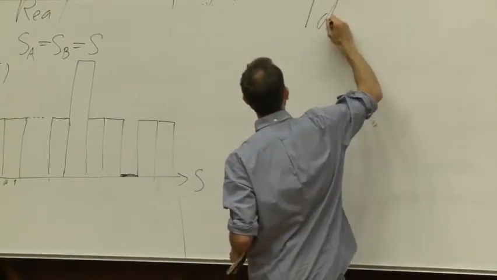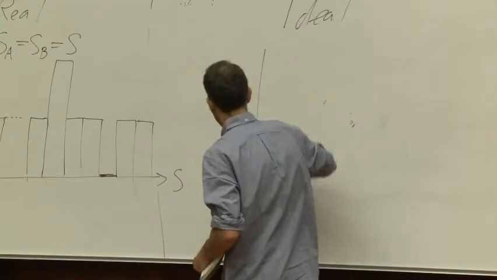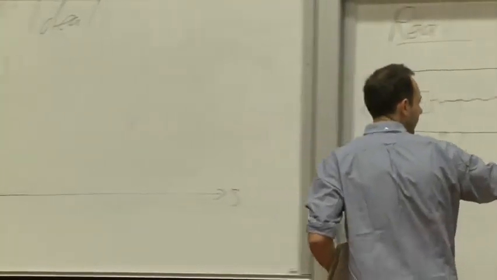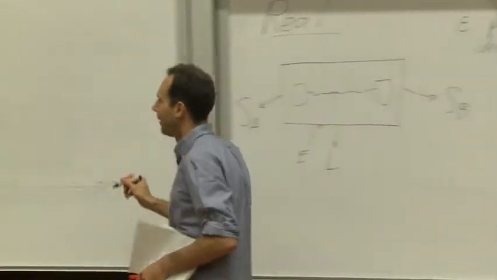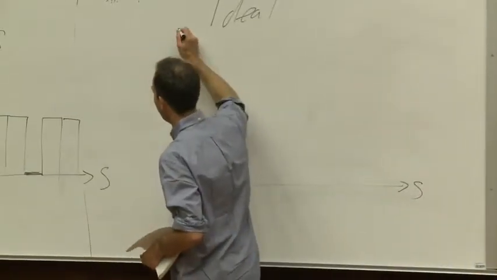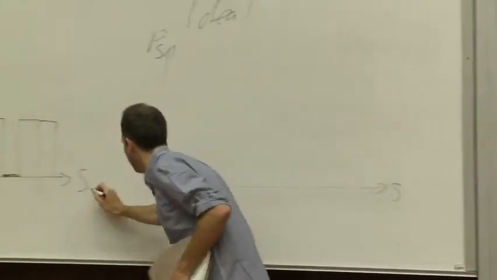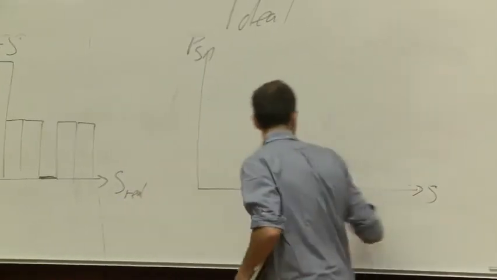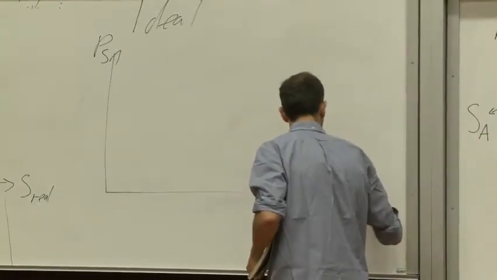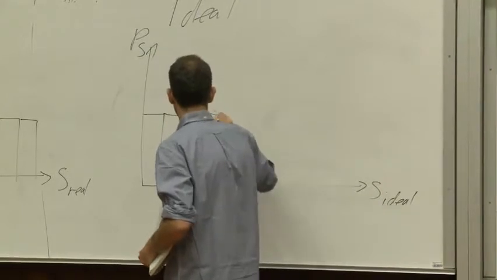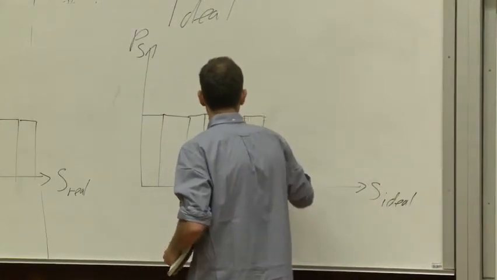Now the ideal situation is one where all the keys are, by definition, I said here, the ideal one means it's uniform. So by definition, the ideal situation, let's call that S real, and here S ideal. And so it would essentially look like that. So they have all the same probability.